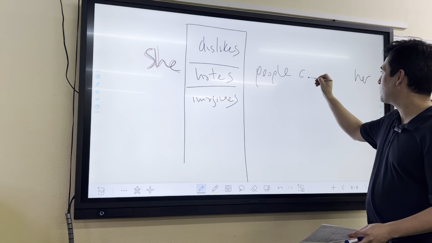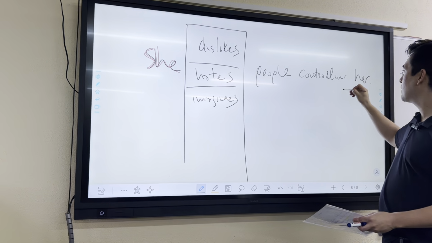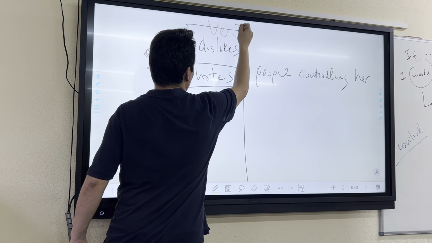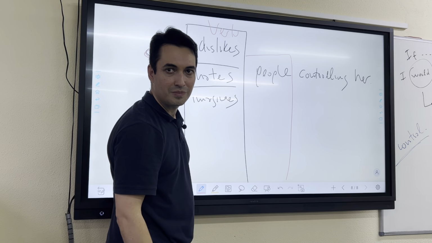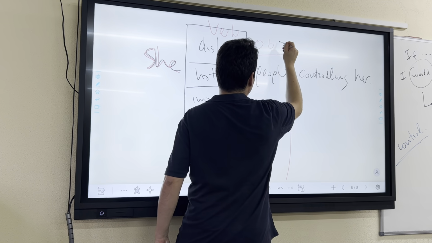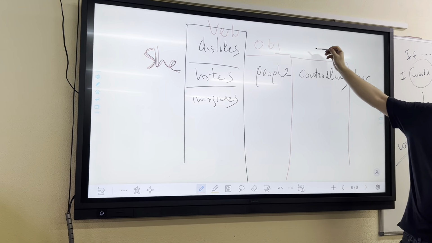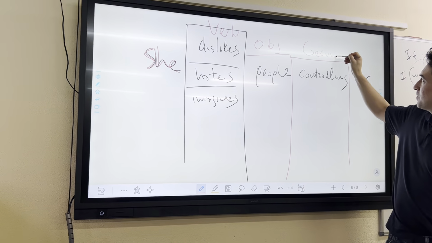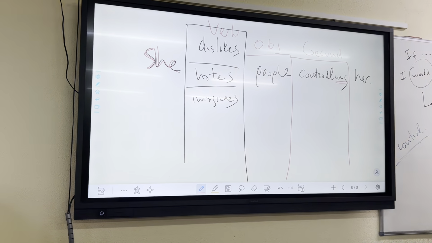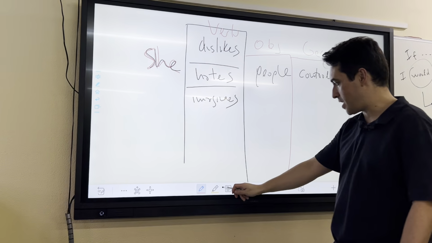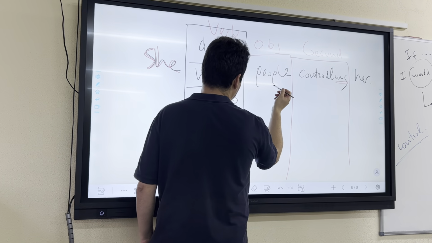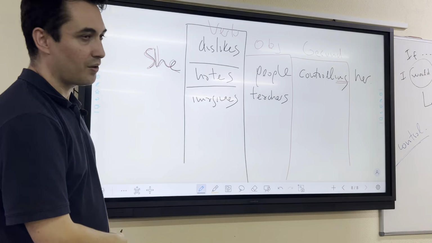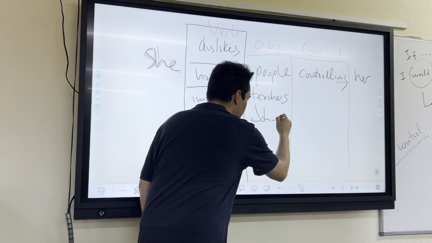Controlling her. She hates people controlling her. So what is the formula here? Verb, after the verb, people. What is people? Object. And after the object, what do we have here? Gerund. Gerund because it is ing. The object could be any other thing. She hates teachers controlling her or any other person. She hates John. Yeah, she hates John controlling her.